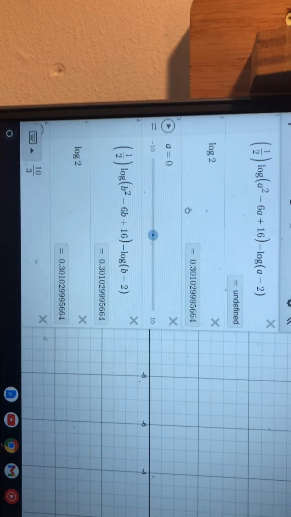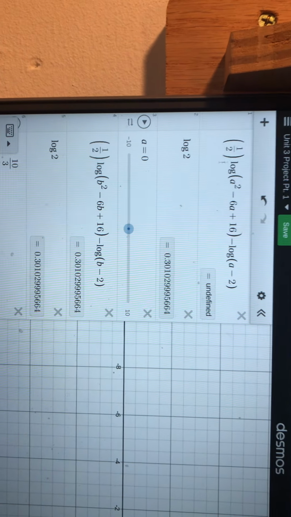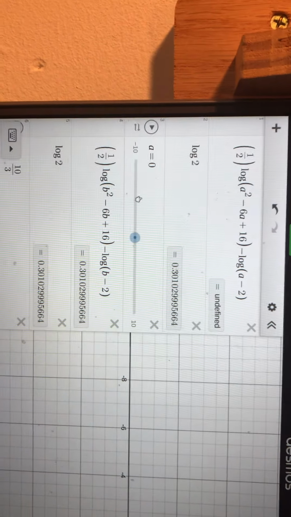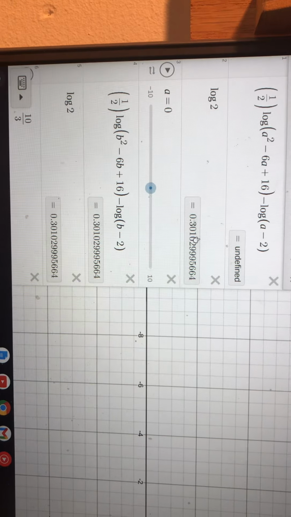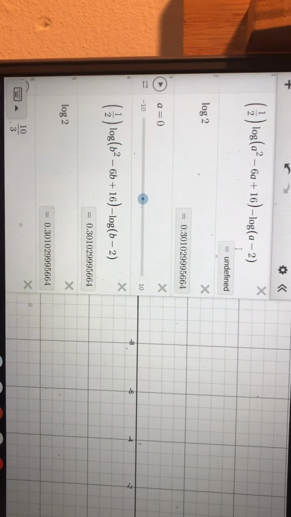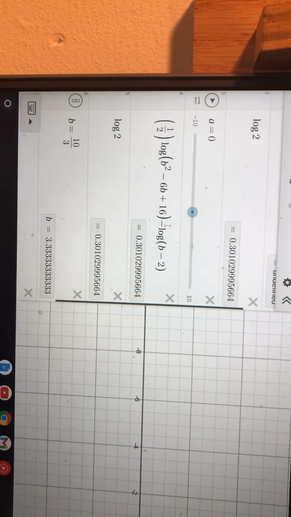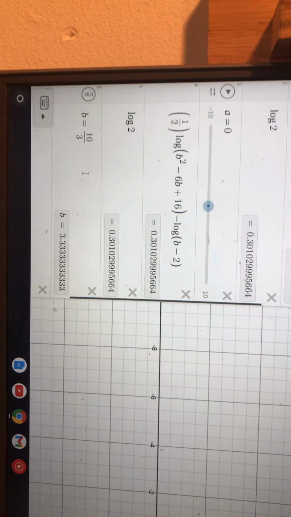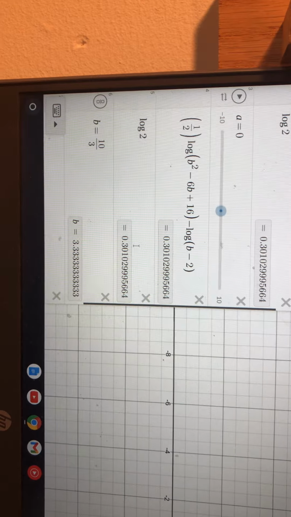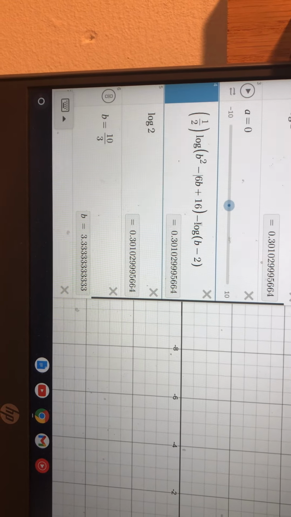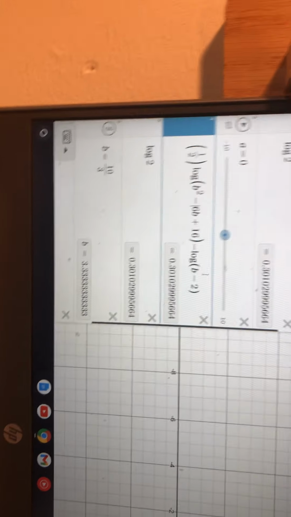I also checked my work on Desmos. I plugged in the equation and I gave the variable a, and then I set a to 0, and log base 2 is this, but this answer is undefined because we have the a minus 2. That doesn't work. But now I did it with b, a new variable. B equals 10/3, and log of 2 is 0.301, and this becomes 0.301. So that's correct.